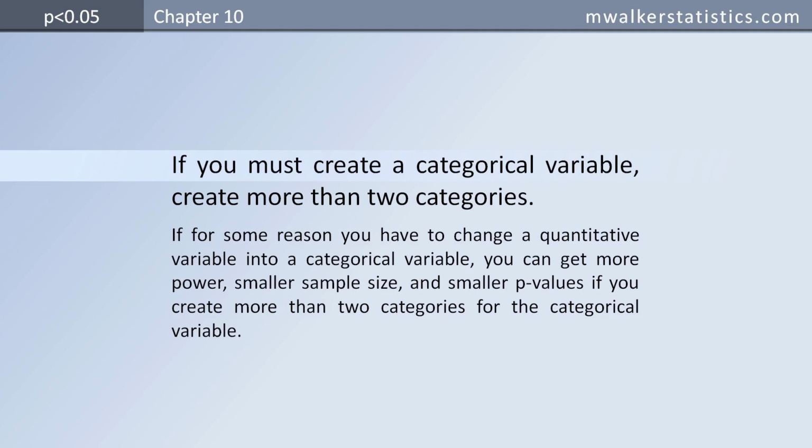If for some reason you have to change a quantitative variable into a categorical variable, you can get more power, smaller sample size, and smaller p-values if you create more than 2 categories for the categorical variable.